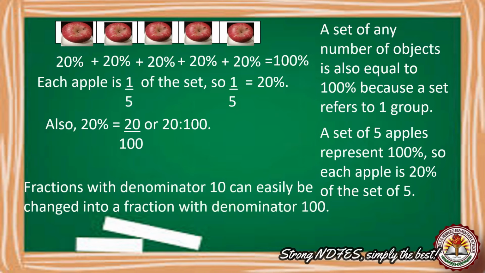Fractions with denominator 10 can easily be changed into a fraction with denominator 100. Thus, 2/10, finding an equivalent fraction, 10 over 10. Then multiply both numerator and denominator, that is 2 times 10 equals 20, 10 times 10 equals 100. So our fraction is 20 over 100, or in percent, that is 20%.